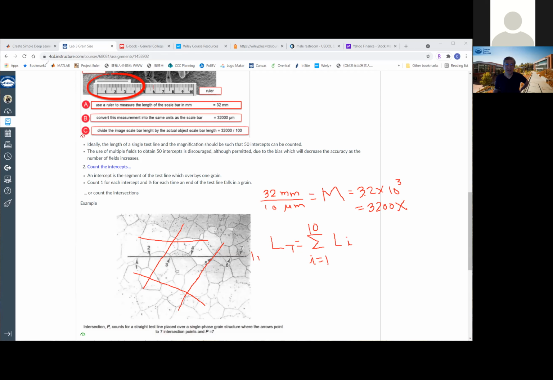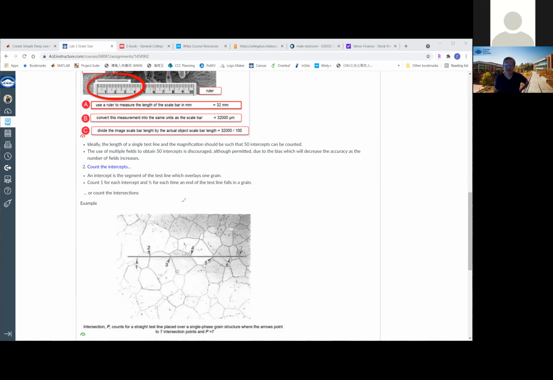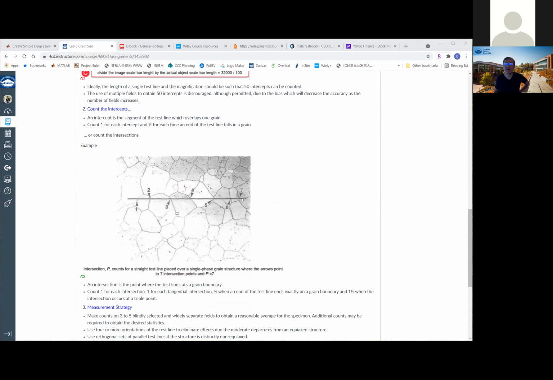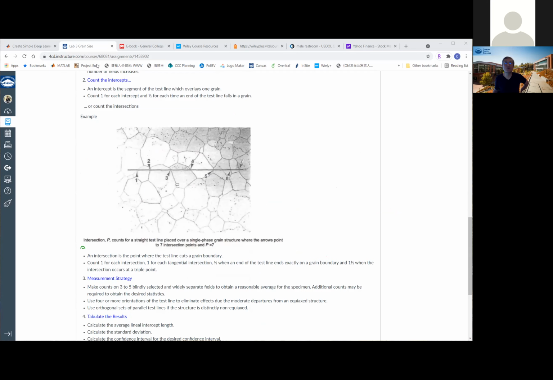All right, the last thing is the tricky part: once you draw the line over here, how do you count it? The P is that you have to count the intersections. The way we count the intersections, I put a rule over here, which is here. This is the rule for how you count it.